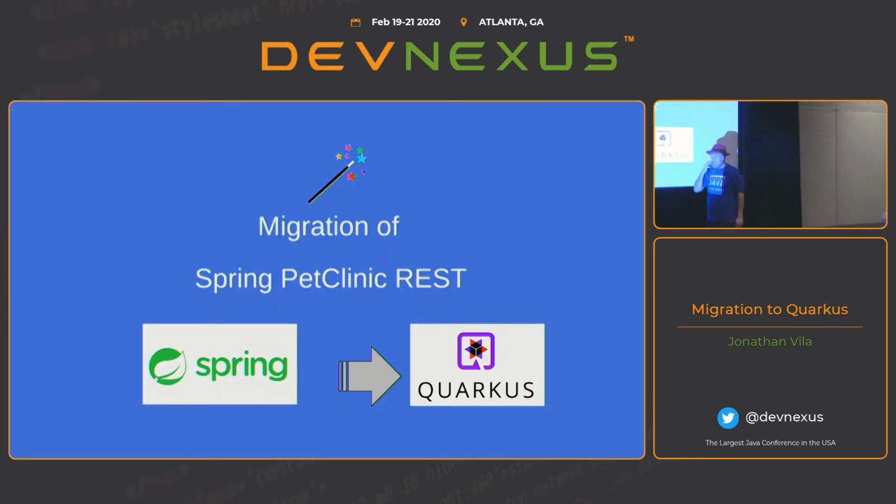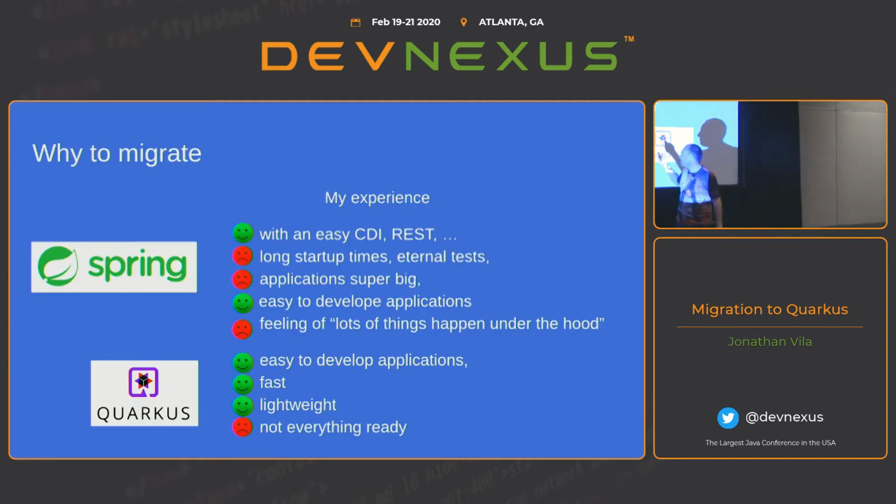Okay. So now we are going to see how it is to migrate Spring Pet Clinic REST to Quarkus. But for that, let me change a bit myself. So this is my experience. I'm no longer at Red Hat now. So why did I decide to migrate? Just to see if those numbers that I've seen are real or not.